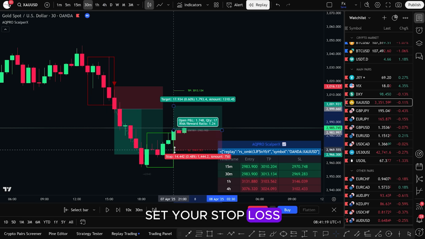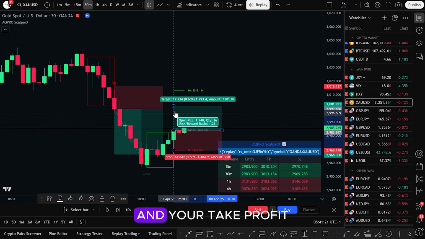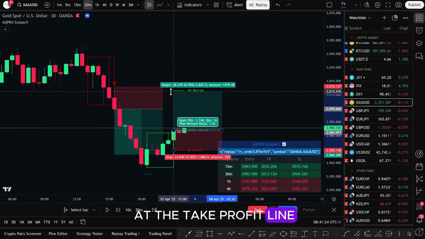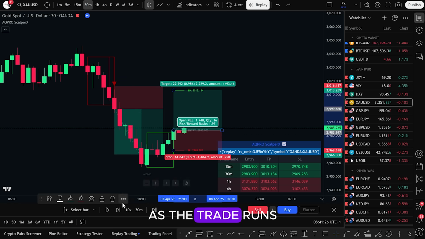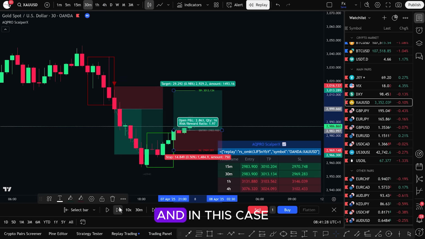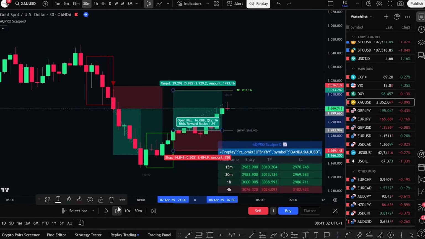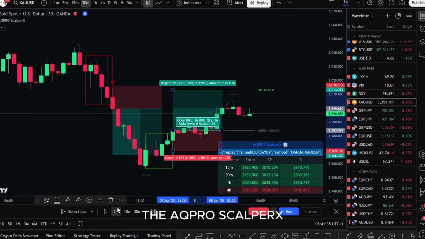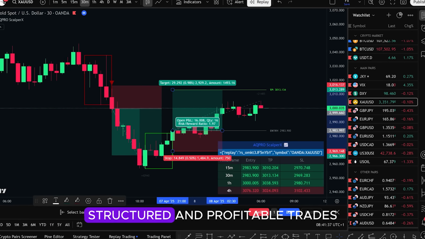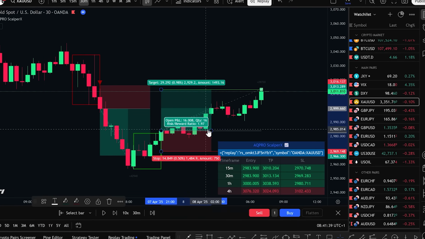Set your stop loss at the level provided by the indicator, and your take profit at the take profit line just above. As the trade runs, price moves up, and in this case, it also hits the profit target successfully. And that's how you use the AQ Pro Scalper X to take clear, structured, and profitable trades.